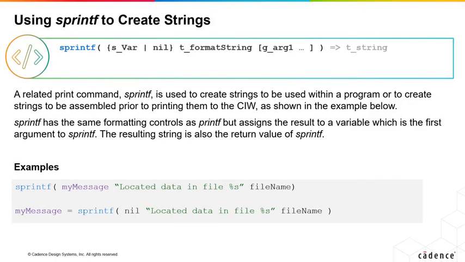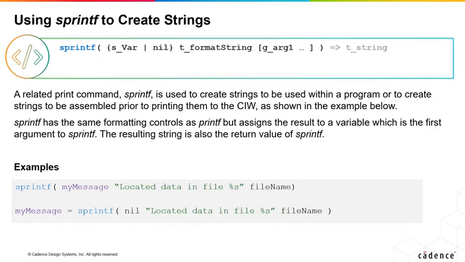You can use sprintf to create strings in your skill programs. A related print command, sprintf, is used to create strings to be used within the program, or you can use them to create strings to be assembled prior to printing to the CIW, for example. sprintf has the same formatting controls as printf, but assigns the result to a variable, which is the first argument to sprintf. The resulting string is also the return value of sprintf.